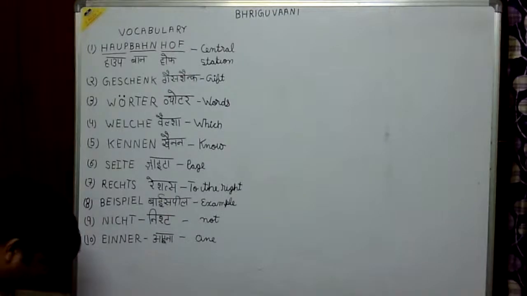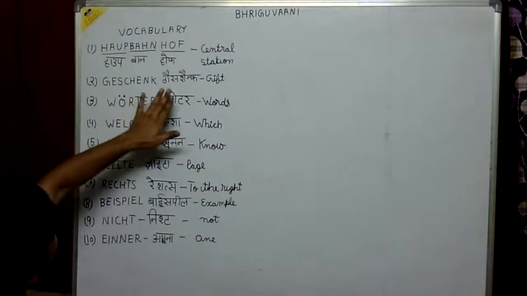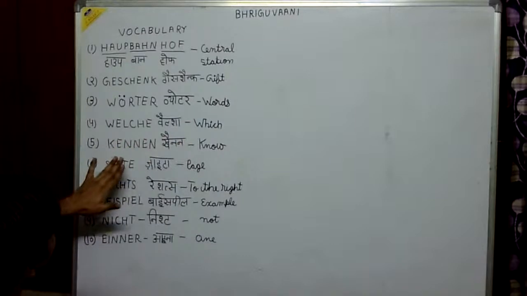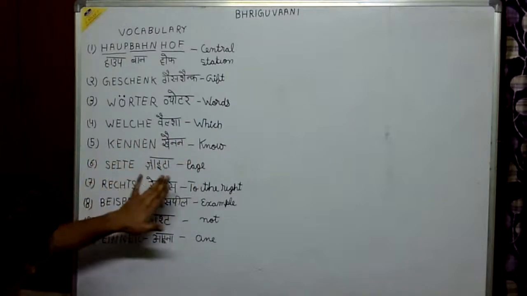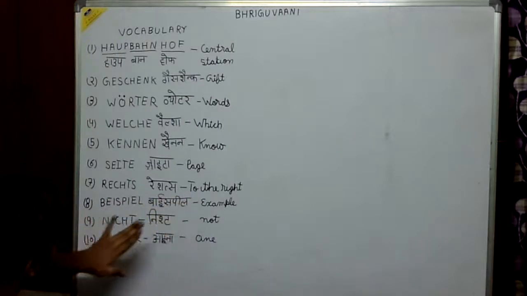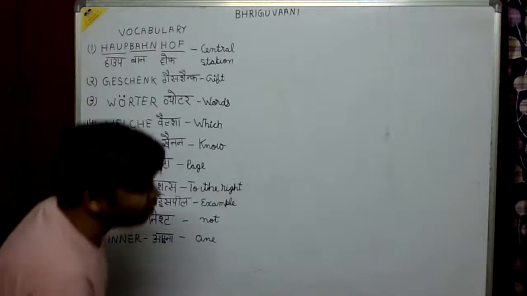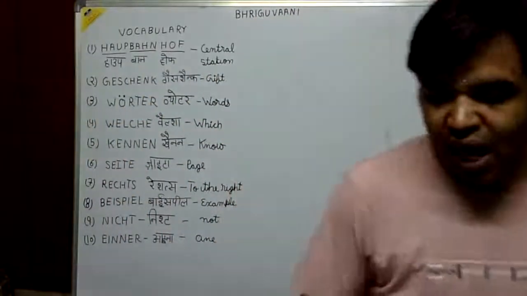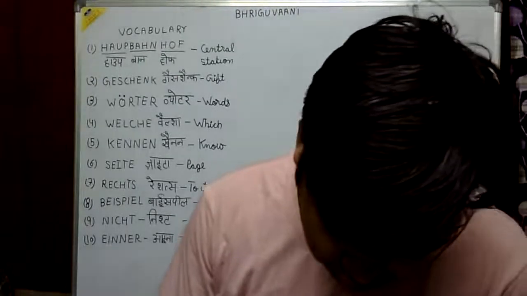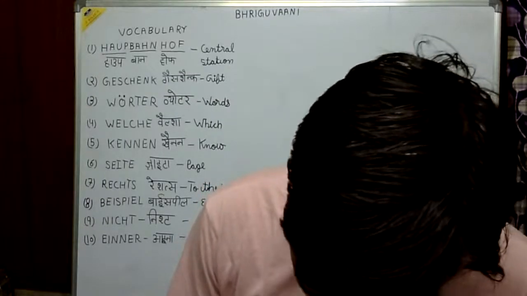Okay? So, Hauptbahnhof, Central Station, Geschenk, gift, Wörter, words, welche, which, kann, know, Seite, page, rechts, to the right, Beispiel, example, nicht, not, eine, one. So these are the next 10 words which I have written here, and now I shall move towards the next topic.